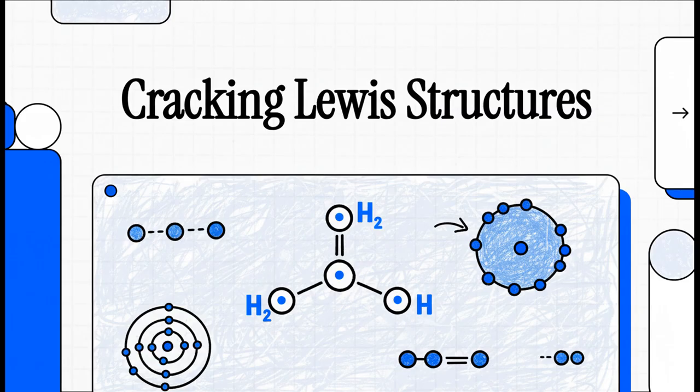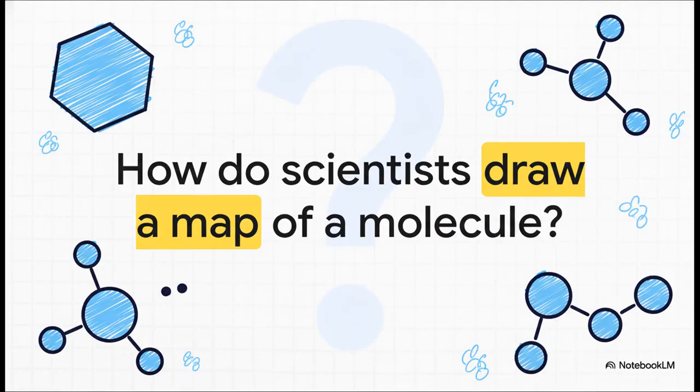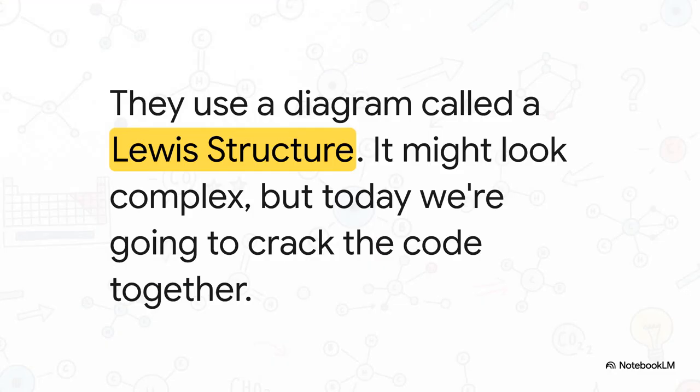And you know what? We're going to figure them out together. So that's the big question, isn't it? How on earth do you draw a map of something you can't even see? How do you predict the super intricate ways that atoms connect and share these tiny little particles that make up, well, everything? They do it with a diagram that looks just like this.